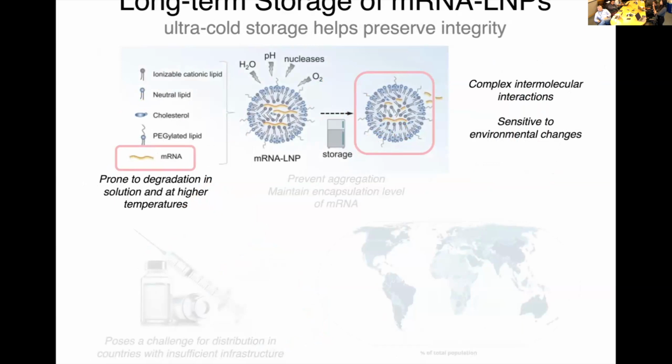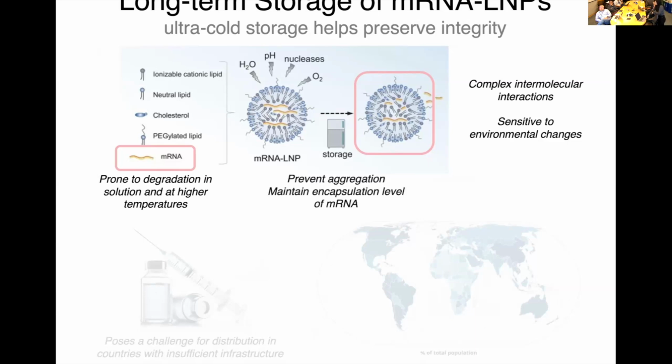And then I have a really quick example. That's the most recent application of using our platform to study these molecules, where we were looking at storage conditions of the mRNA LNPs. So the mRNA LNPs do need help preserving their integrity, because of various reasons, like mRNA being prone to degradation in solution or in higher temperatures. And then the lipid nanoparticles themselves are comprised of complex intermolecular interactions and can be very sensitive to environmental changes.